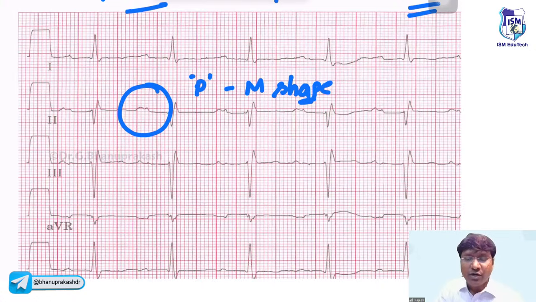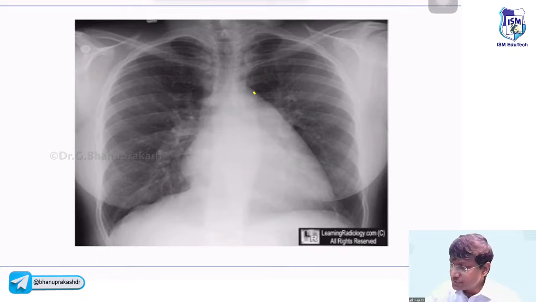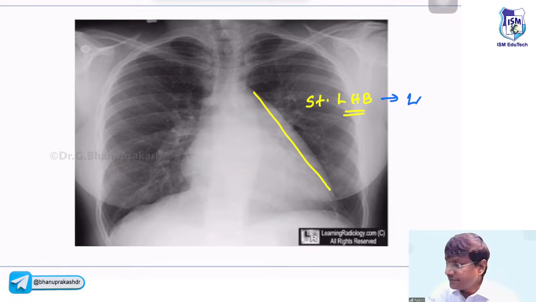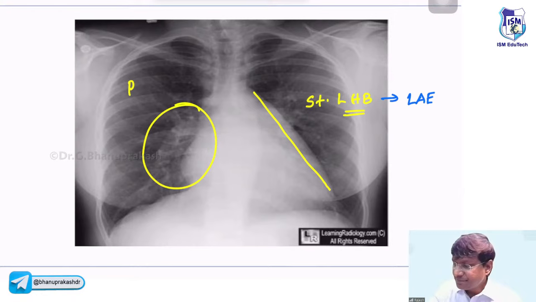And what are the other investigations? The chest X-ray. If you take the chest X-ray in these patients, you will observe that there is a straight left heart border. LHB is left heart border, okay? And why is this a straight left heart border? That is because of the left atrial enlargement, all right? And not only that, you will also observe the prominent pulmonary artery. And why is this prominent pulmonary artery? The prominent pulmonary artery is mainly because of development of pulmonary hypertension.